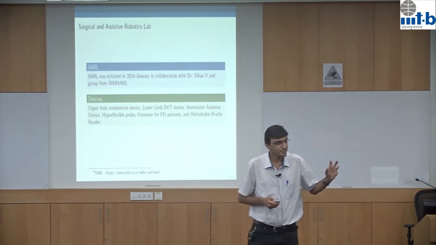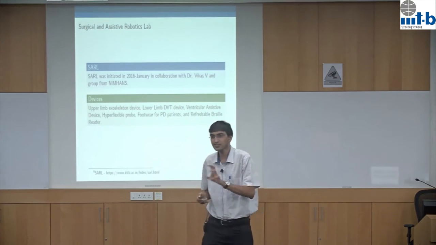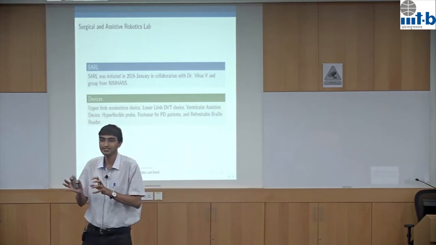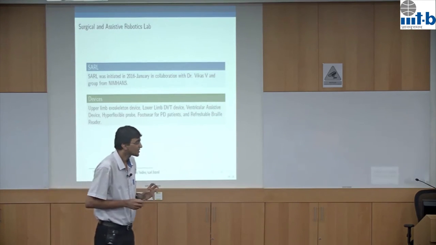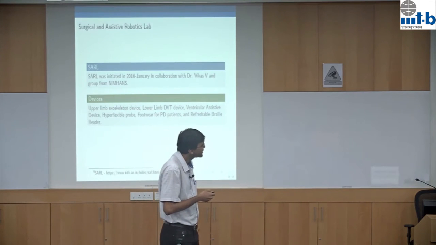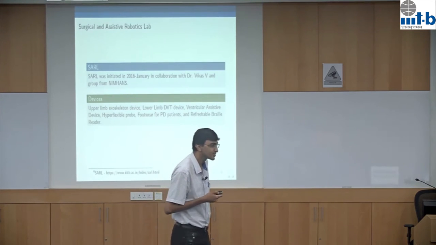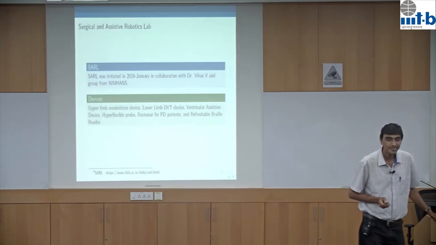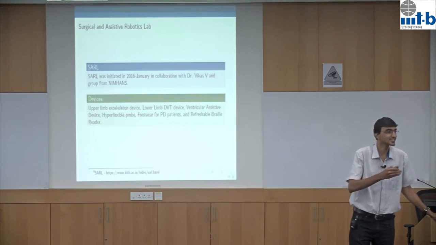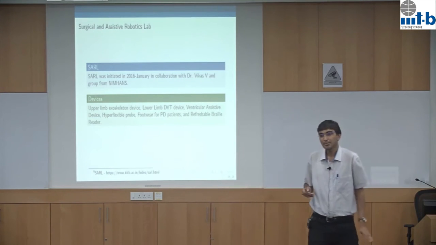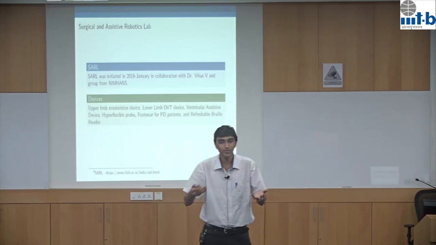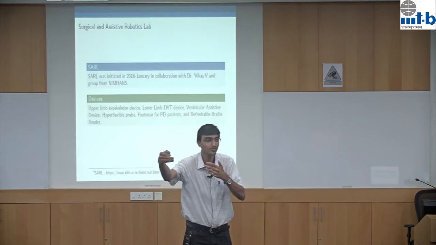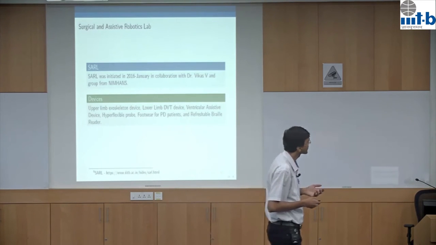So we have developed a series of assistive devices and somewhat surgical also. We have called the lab the Surgical and Assistive Robotics Lab. It's too ambitious at this point of time. I'd rather be very safe in saying that it's an assistive robotics lab. But at some point of time, we have to be very ambitious so as to proceed to the next level.